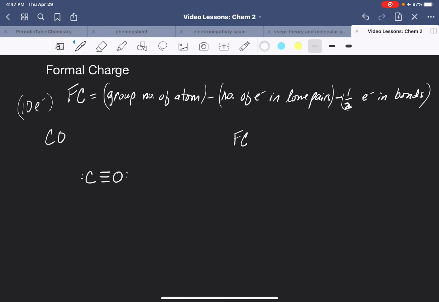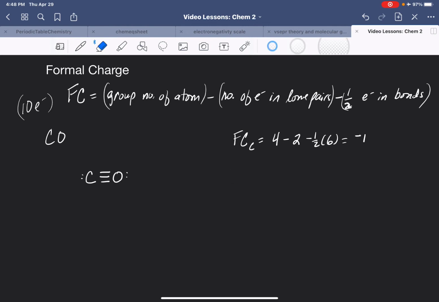So formal charge on the carbon equals group number, 4, minus the number of electrons in lone pairs, that'll be 2, minus 1/2 the number of electrons in bonds. Again, we see 3 bonds, so that would be 6, right? So 4 minus 2 is 2, minus 3, right? That gives us a -1.